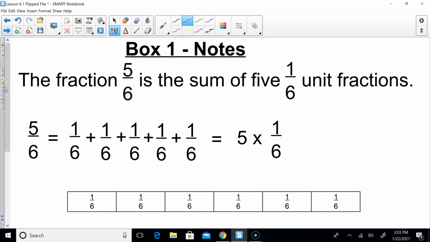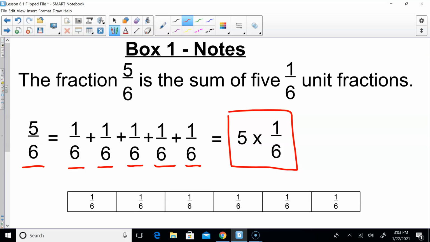One last thing: the fraction 5/6 is the sum of 5 unit fractions of 1/6. We've written it two ways. Here's our 5/6. Notice we have 1/6 plus 1/6 plus 1/6 plus 1/6 plus 1/6. That would be the sum of unit fractions. Another way to write it, which we'll focus on more, is to use the fact that repeated addition can be summed up with multiplication. So it'd be 5 times 1/6.